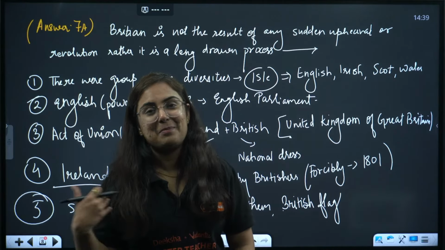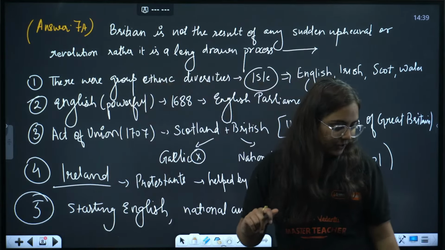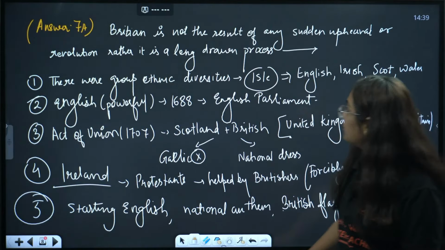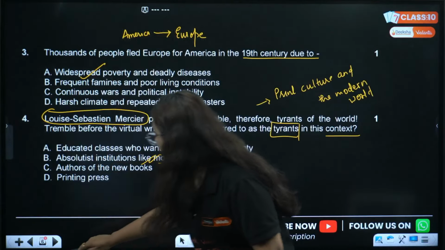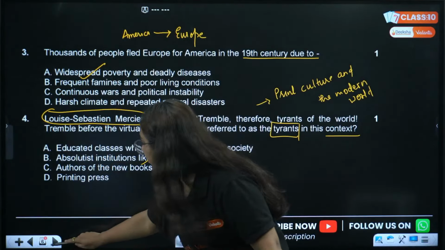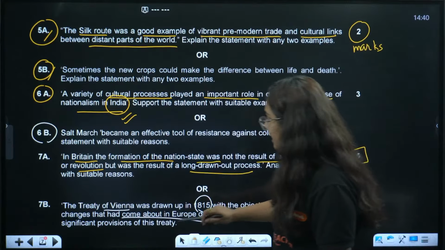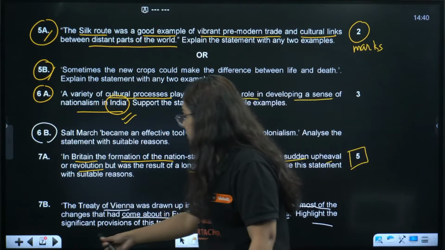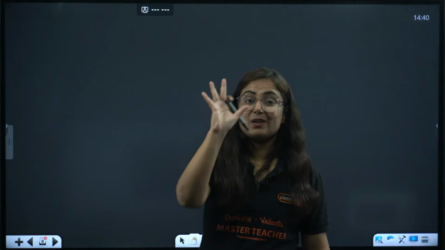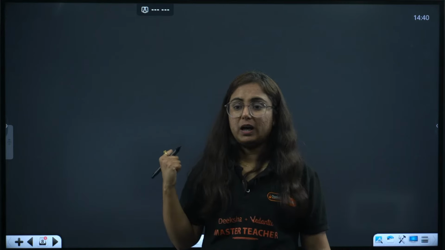Okay, and here I repeated the whole thing for you. Fine. No issues. So here it was 7A. Then we have 7B. Treaty of Vienna was drawn up in 1815 with the objective of undoing most of the changes that had come about in Europe during the Napoleonic War. Highlight the significant provisions of this treaty. So we will discuss this now. Question again is for how many marks? 5 marks.